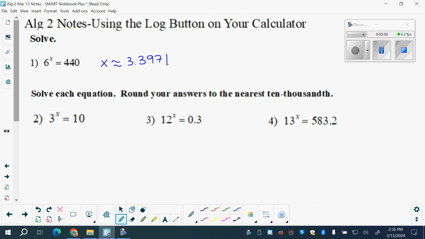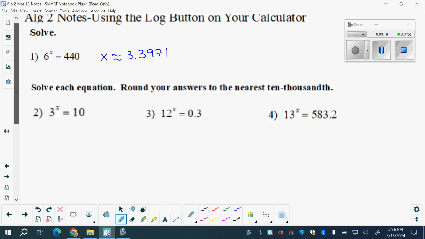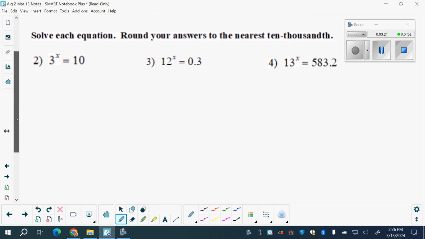Okay, so this is our answer that we would get if we're doing it to the nearest 10,000th. And that takes a lot of time to do some guess and check for that, doesn't it? It's hard to do that. So I'm going to show you an easier way to do it rather than guess and check, because guess and check is not efficient. So we're going to go on to number 2.